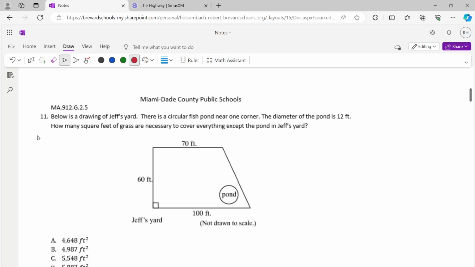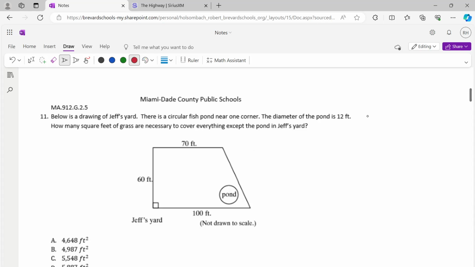Number 11, below is the drawing of Jeff's yard. There's a circular fish pond near one corner. The diameter of the pond is 12. How many square feet of grass are necessary to cover everything except the pond in Jeff's yard? So we're going to sod everything inside this trapezoid except for the pond.